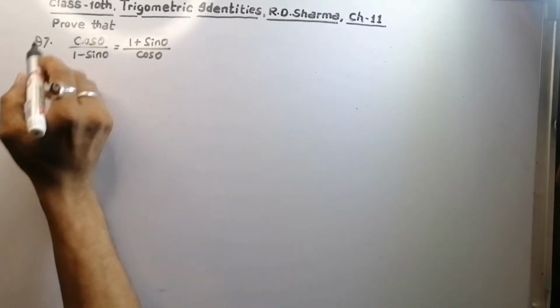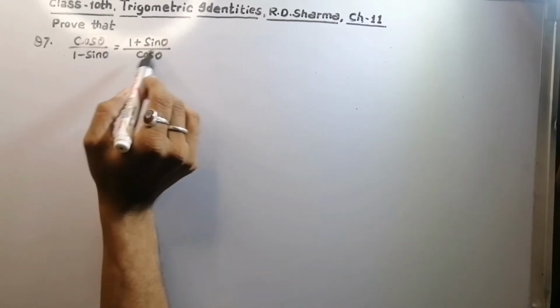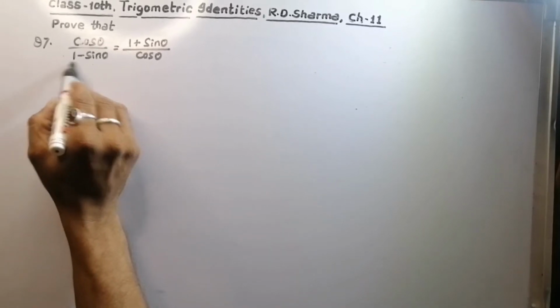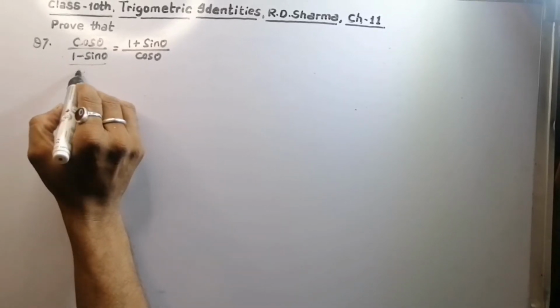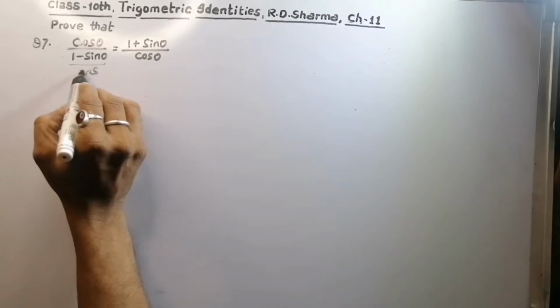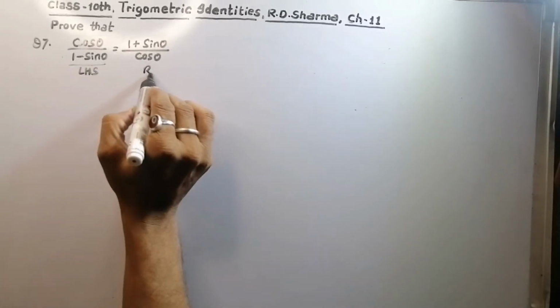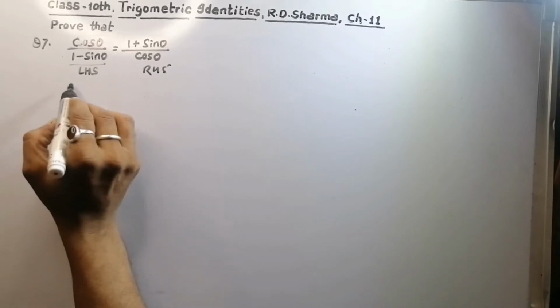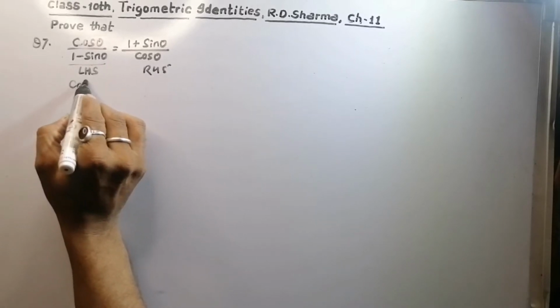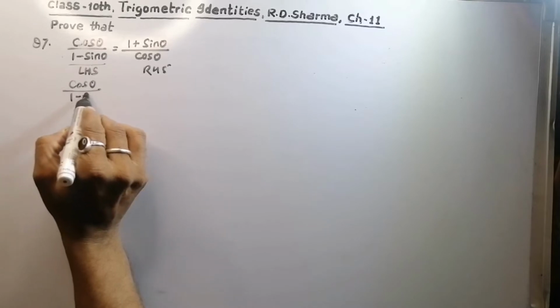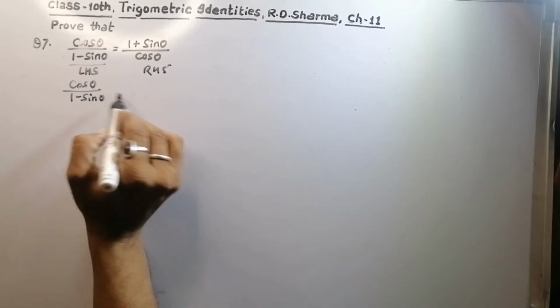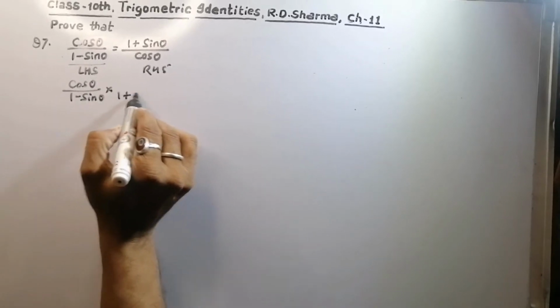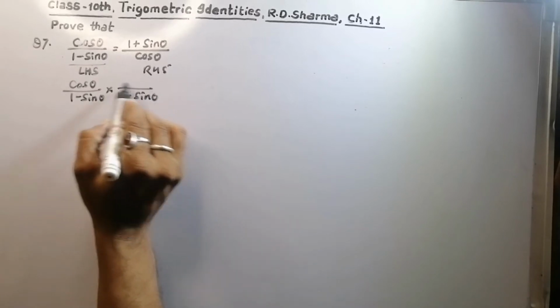Question number 7. cos theta upon 1 minus sin theta is equal to 1 plus sin theta upon cos theta. We can write here the left hand side and this is the right hand side. We can rationalize it: cos theta upon 1 minus sin theta, we can multiply it by the opposite of the denominator.